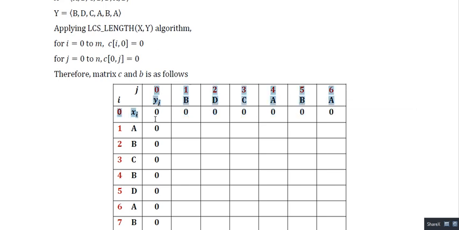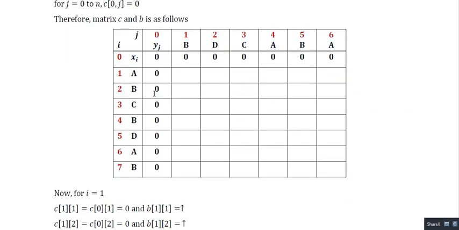Okay. No character in the second sequence, so mark the length of LCS as 0. So this particular entry actually denotes what? C00 means the length of LCS of two sequences containing 0 and 0 characters. So obviously it is 0, right?